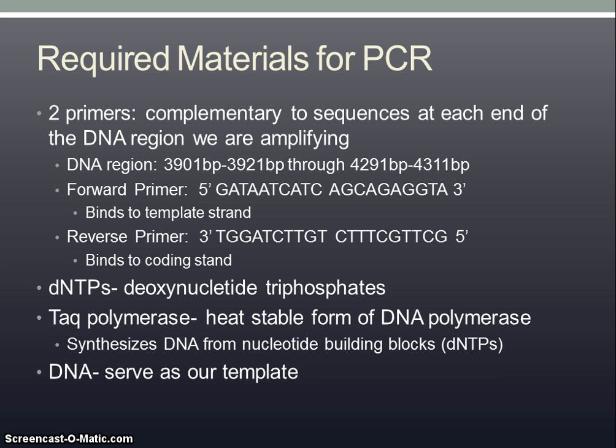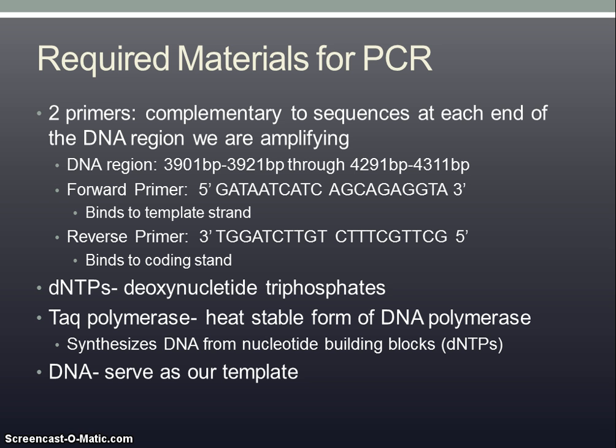So we will firstly need 2 different primers, which are complementary to sequences at the ends of the DNA region which we are amplifying. The DNA region we chose was from 3,901 base pairs through 4,291 base pairs, and both our forward and reverse primers are 20 base pairs long.